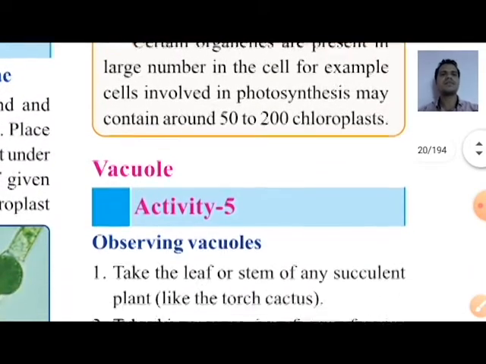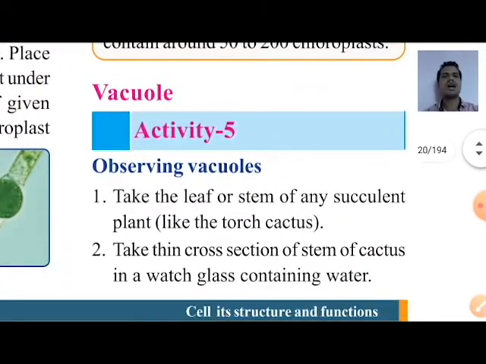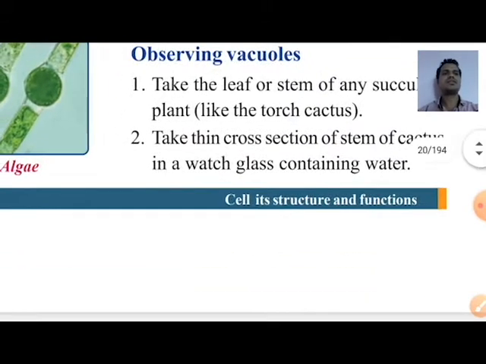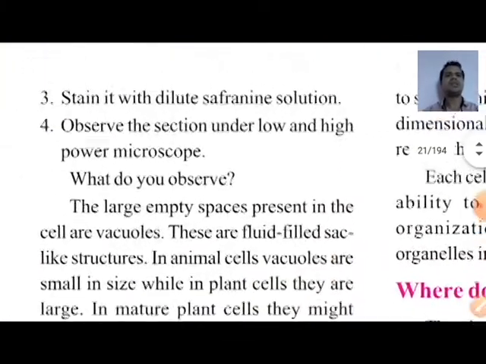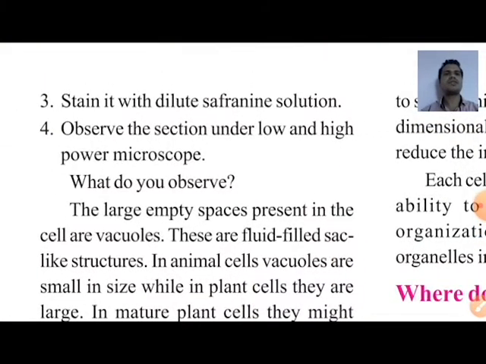Now let us see the next one, vacuole. Observing the vacuole: take a leaf or any stem of a succulent plant. What is the meaning of succulent plant? A succulent plant is nothing but a juicy plant or very thick plant, just like torch cactus. Have you ever seen cactus? Now you can cut it, or make a section, and observe it through the microscope. Now stain it with saffranin solution and observe the section under the low and high power microscope.